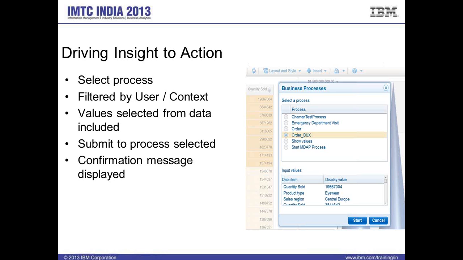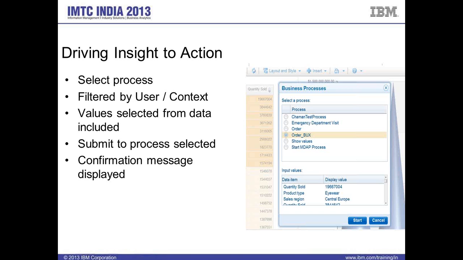So to take action based on the insight that we have, here we have linked another application with the Cognos Workspace. We can select a particular process in business process monitoring. We can filter that data based on user and context. So we already have the data which is filtered for a particular user, as well as the context, because we have the dashboard designed in that sense. We can select those values which are already fetched by Cognos, and then submit them to the particular process in the backend.